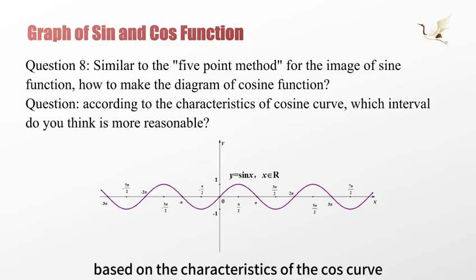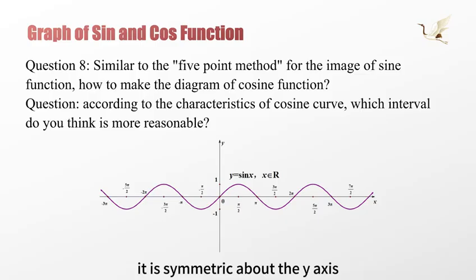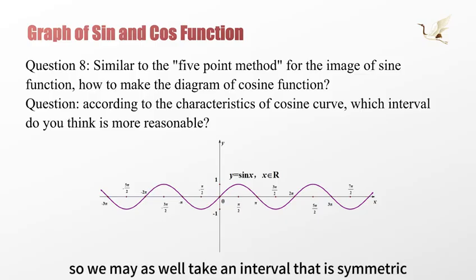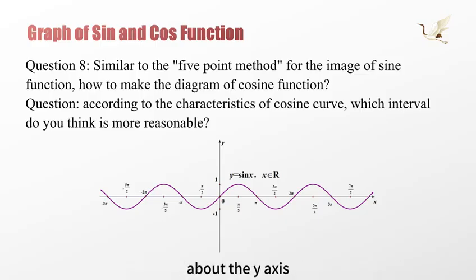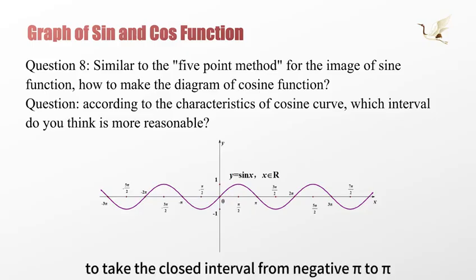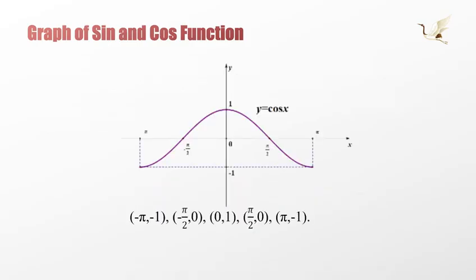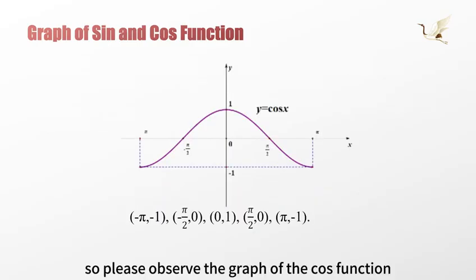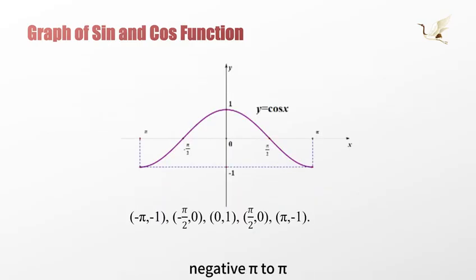Based on the characteristics of the cosine curve, it is symmetric about the y-axis, so we may as well take an interval that is symmetric about the y-axis. This way, it is more reasonable to take the closed interval from negative pi to pi. So, please observe the graph of the cosine function on the closed interval negative pi to pi.